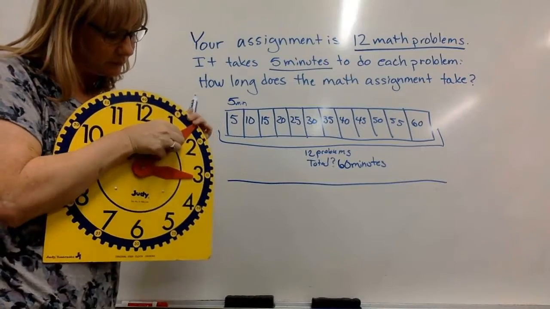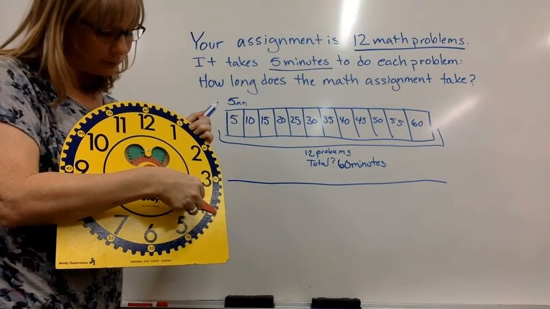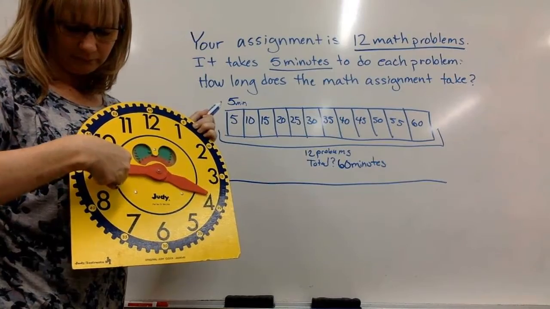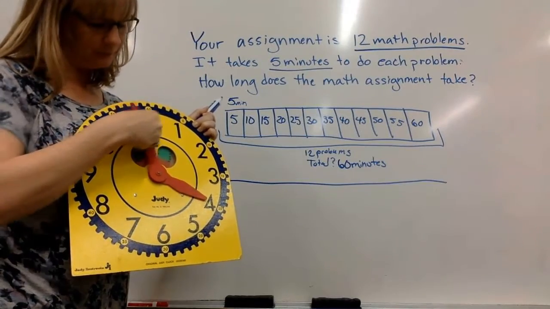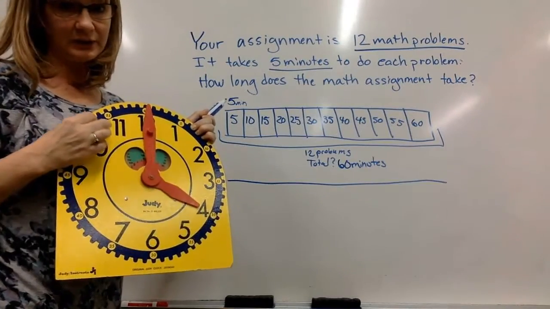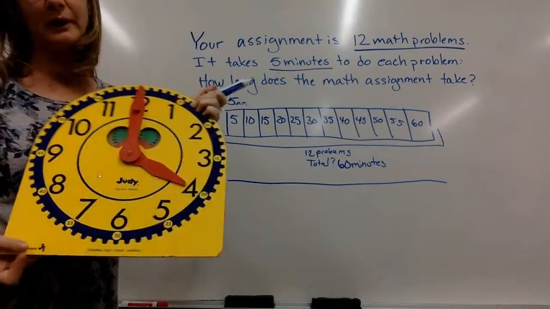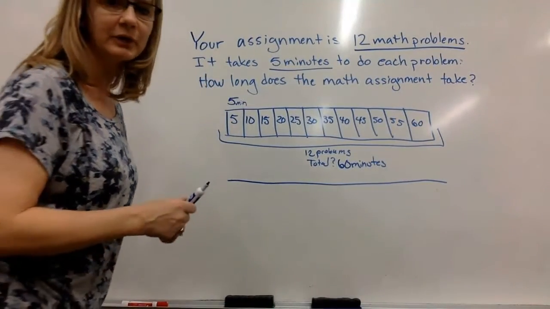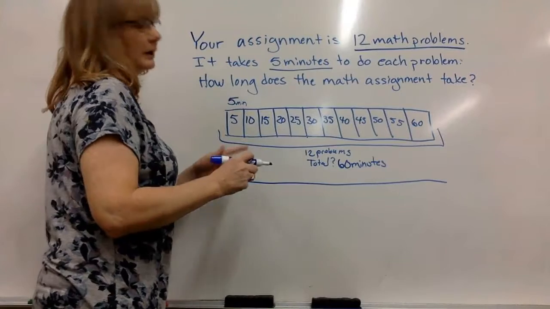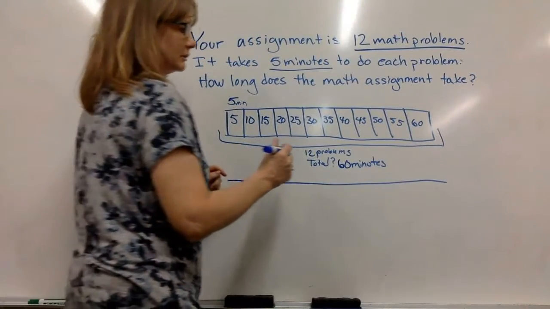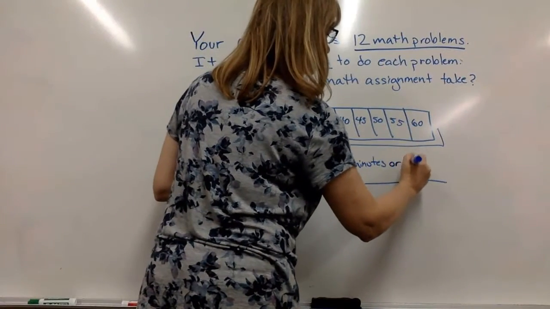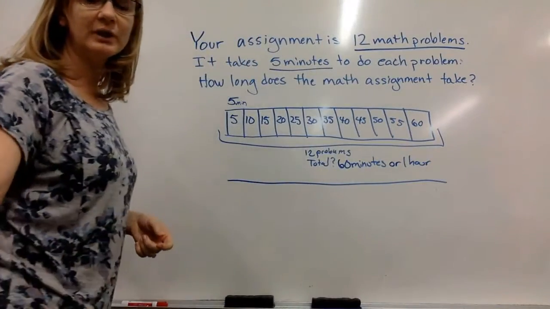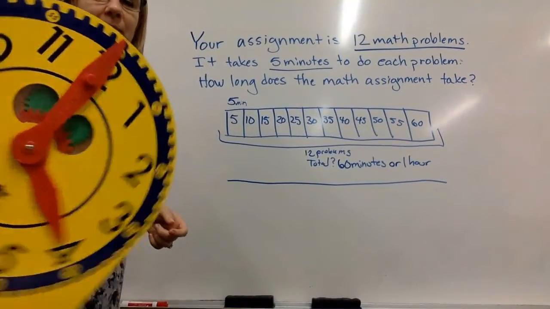5, 10, 15, 20, 25, 30, 35, 40, 45, 50, 55, 60. 60 minutes is 1 full hour. So you could say it takes 1 hour to do your math assignment if you had to do 12 problems that took 5 minutes each. Or 1 hour.